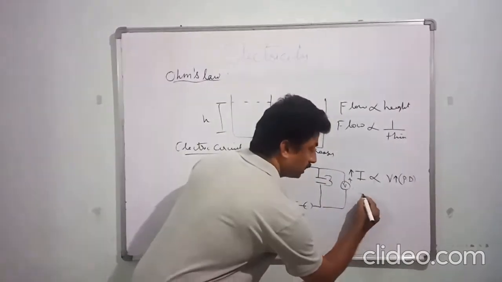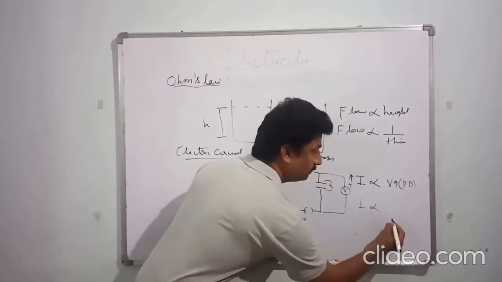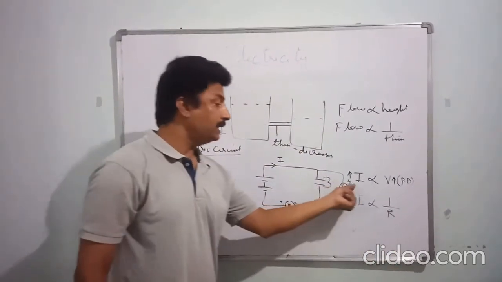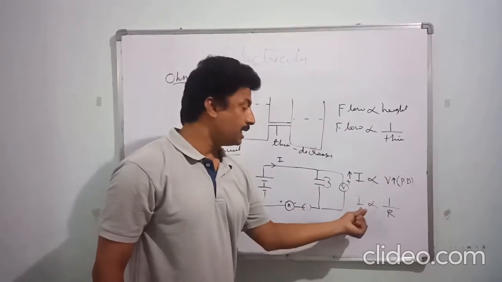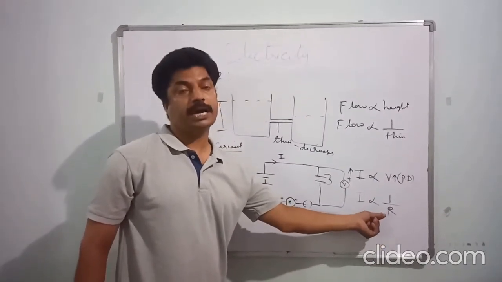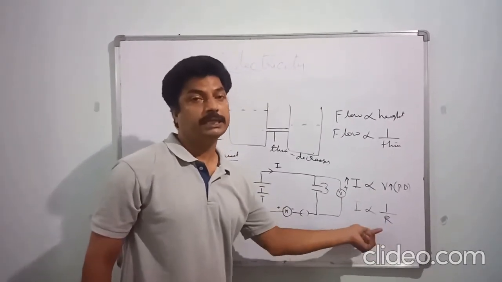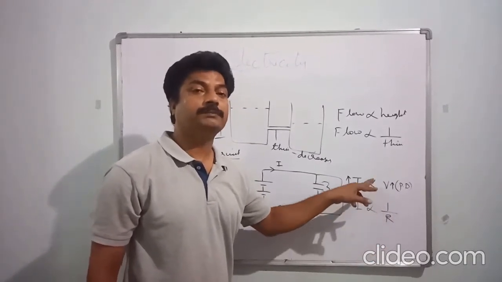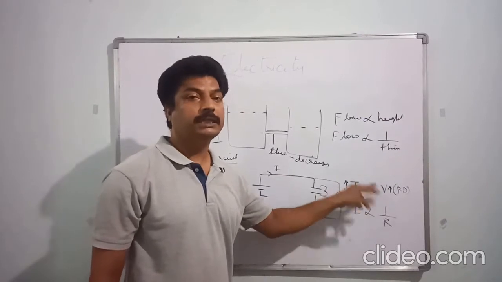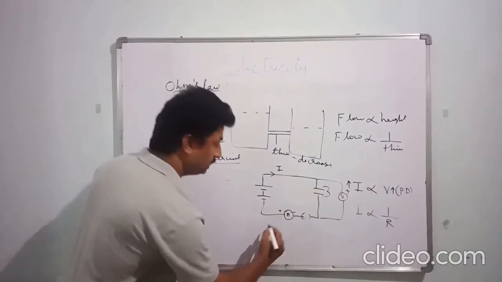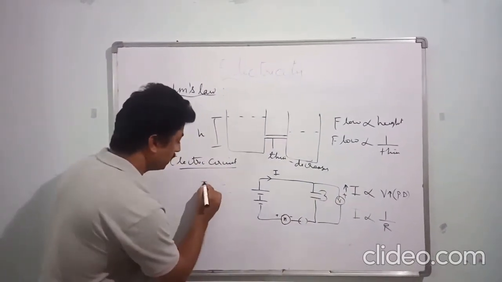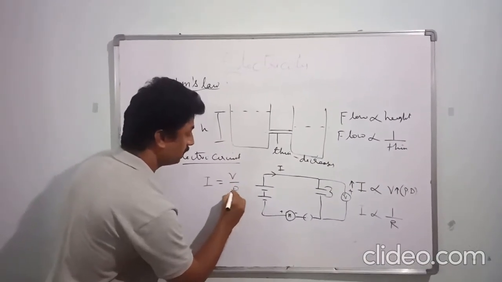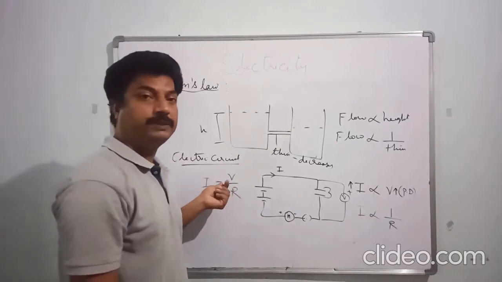That can be made inversely proportional, and it is denoted by R. So I is directly proportional to voltage, and I is inversely proportional to the resistance, which will be denoted by 1 by R. And we also know whenever there is proportionality, there comes equality. So these equations can be written as I is equal to V by R. So I is equal to V by R.